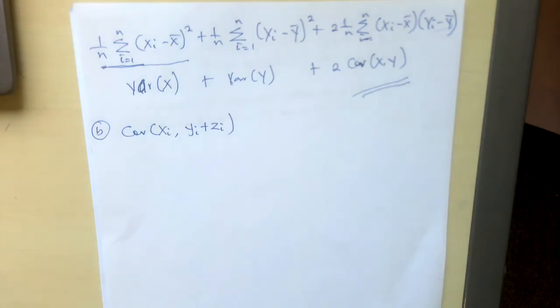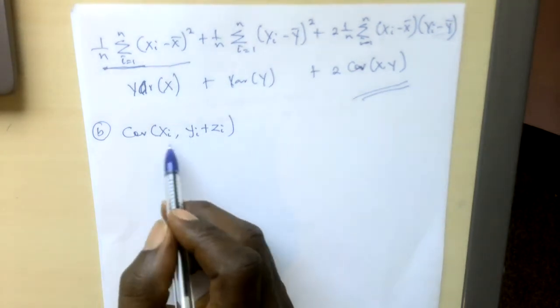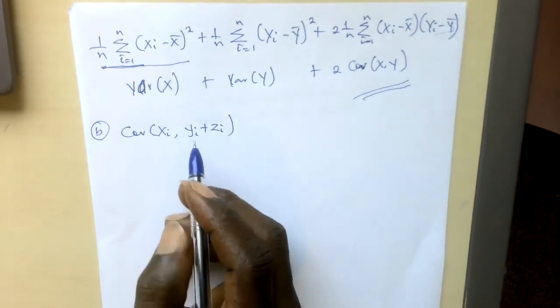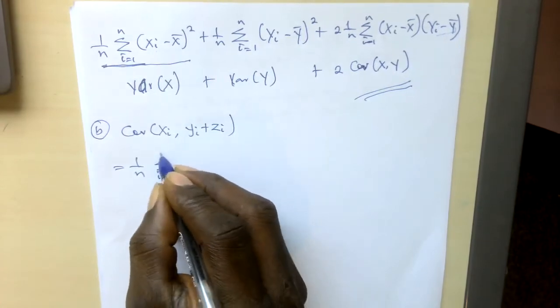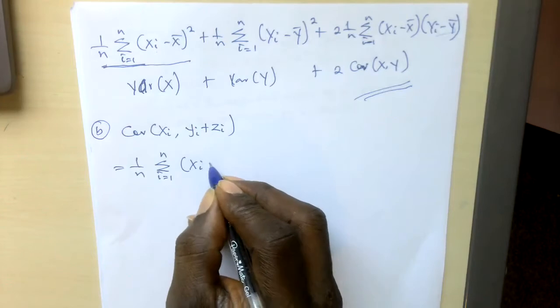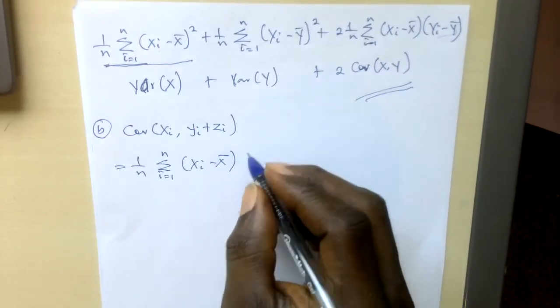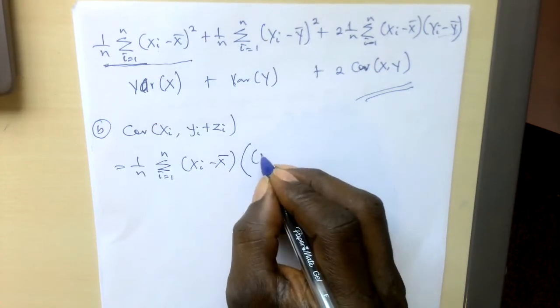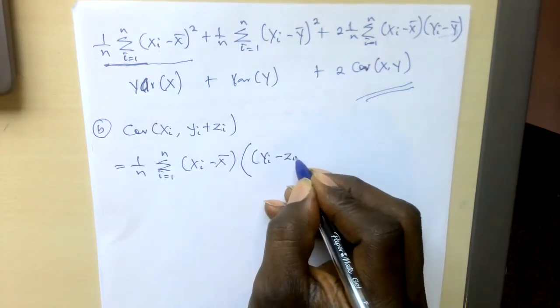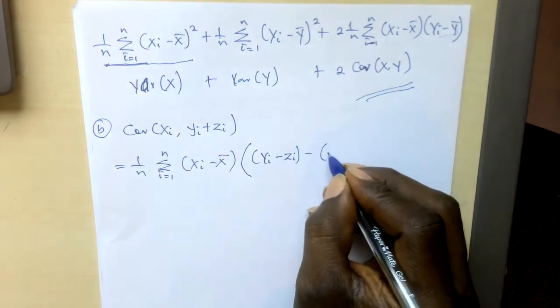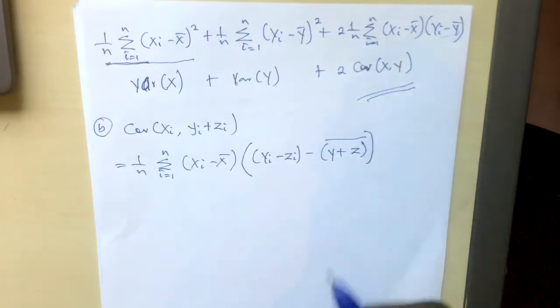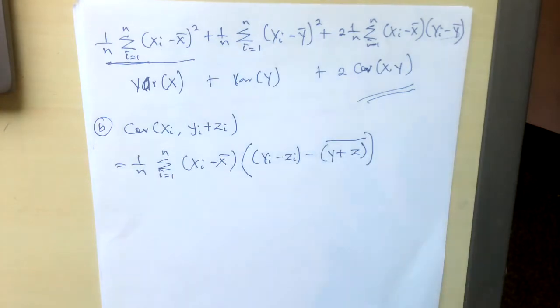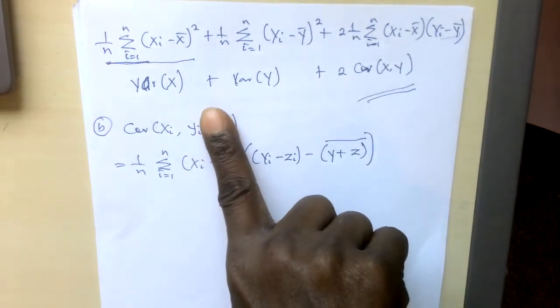So the first thing to do here is to write out the formula for this. What does this mean? This means 1 over n summation i of xi minus x bar, times yi plus zi minus y bar plus z bar. Now, if you remember, for the covariance of x and y, if it's just the covariance of x and y, right?